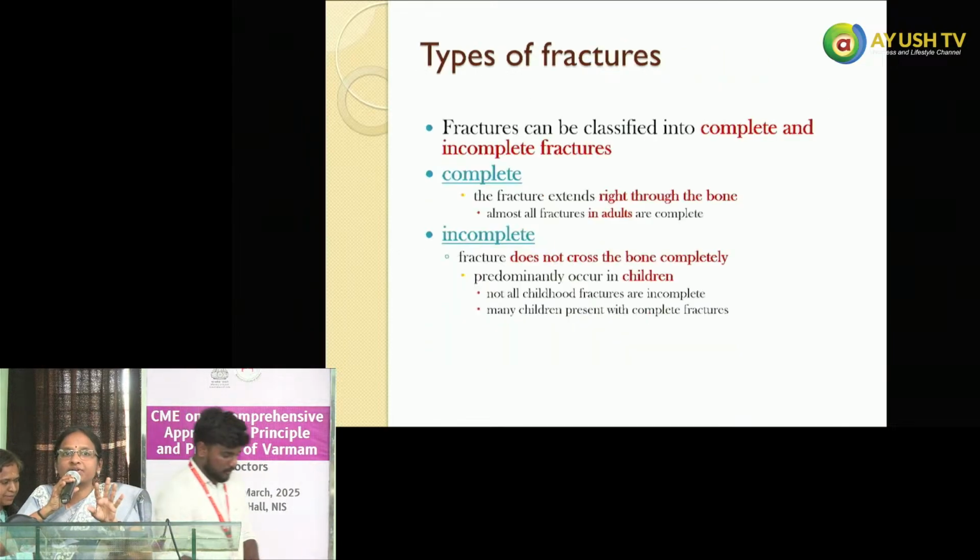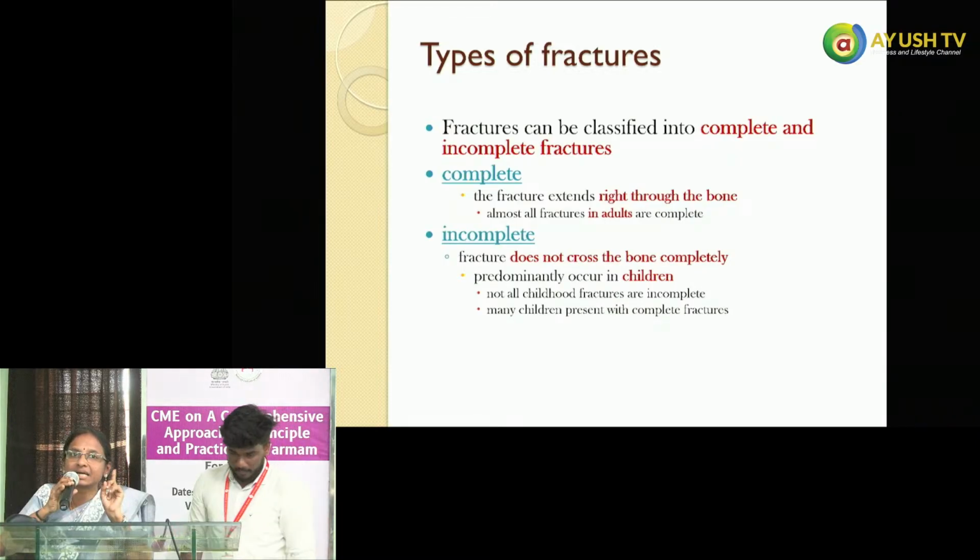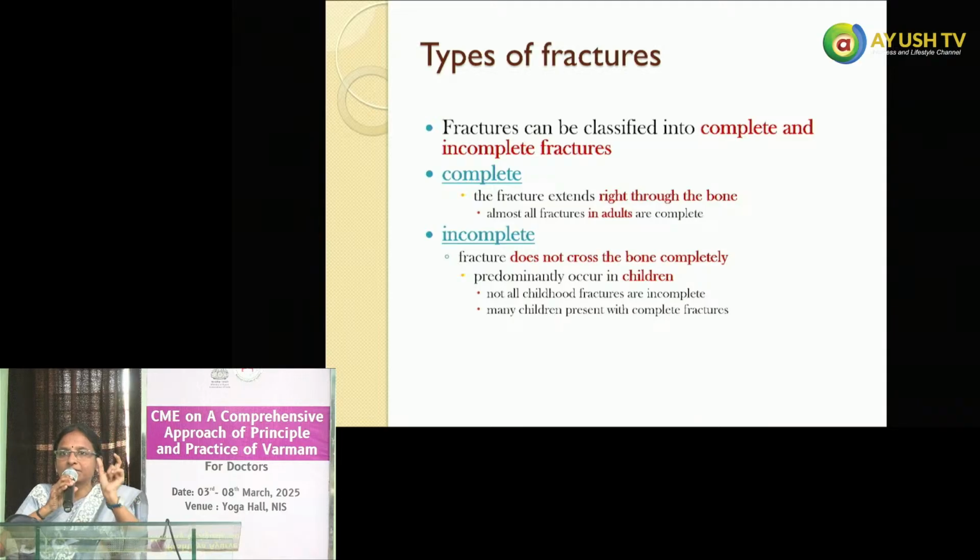Types of fractures. Broadly we classify fractures into two types: either complete fracture or incomplete fracture. An incomplete fracture means that a bone has two cortical margins, medial and lateral. The bone is broken in only one cortical margin, and the other cortical margin is intact. That is called an incomplete fracture. The fracture is only halfway, it will not cut the bone. The fracture wouldn't have broken the bone completely. So that is called an incomplete fracture.